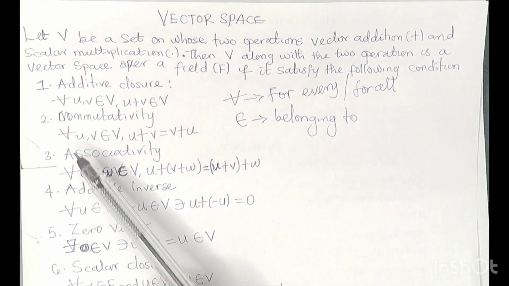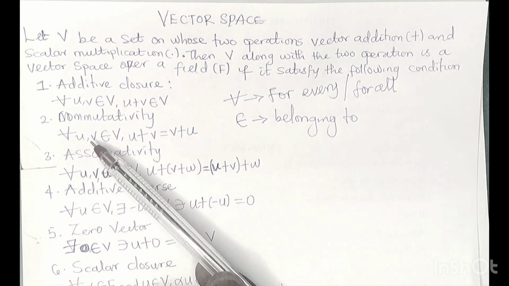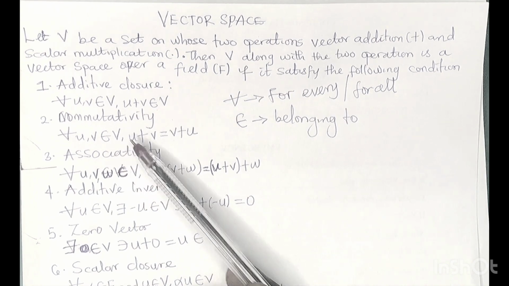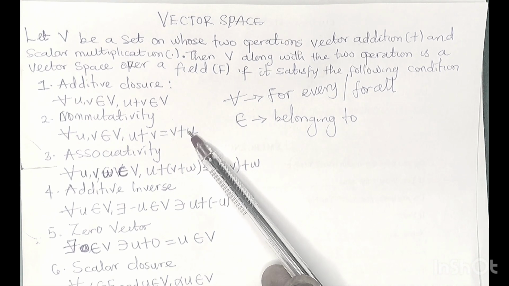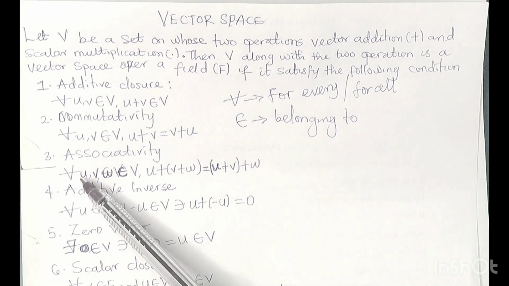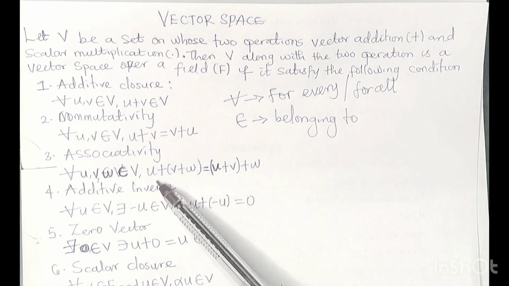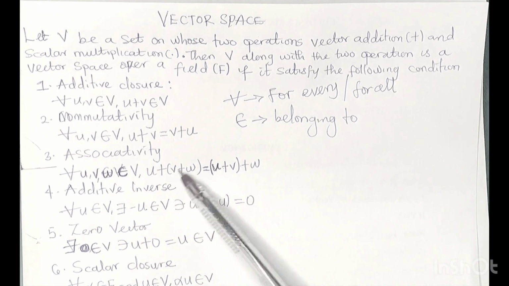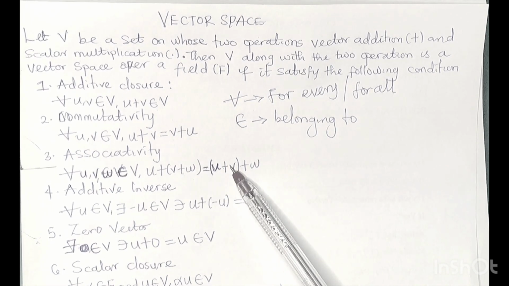And the second one is called commutativity. Commutativity deals with two vectors. Are you seeing what I'm saying now? So this says that for every u and v belonging to V, my u plus v should be equal to my v plus u. The third one is associativity, which is for every u, v, w in my V, my u plus my v plus my w should give me the same thing as my u plus my v plus my w.